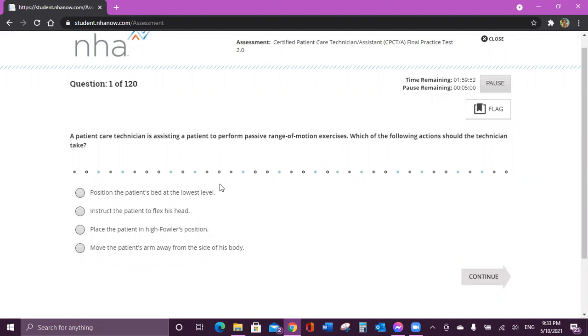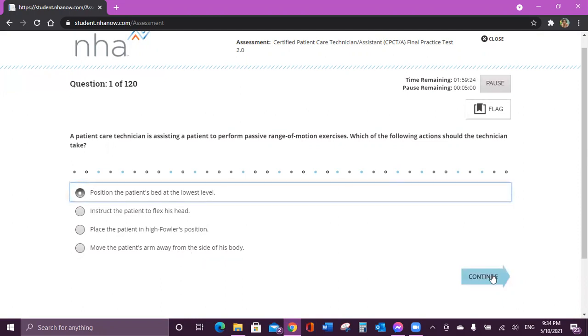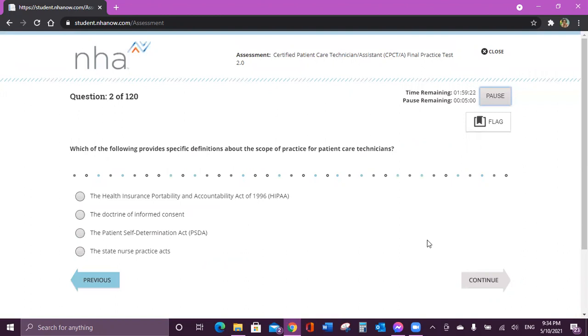A patient care technician is assisting a patient to perform a passive range of motion exercise. Which of the following actions should the technician take: place the patient in a high Fowler's position, move the patient's arm. Esta no me dice si está buena o está mala. Oíste. Y eso estoy viendo.